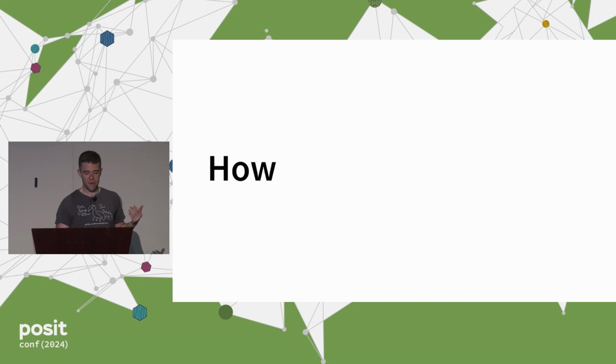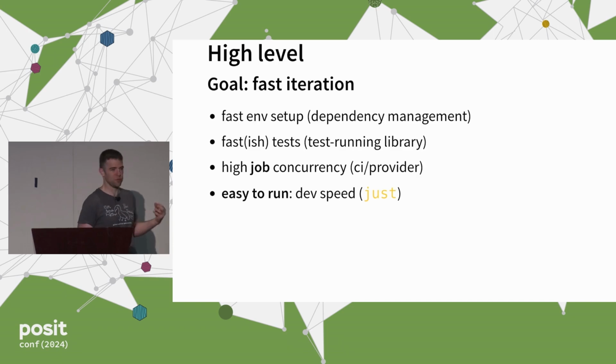Well, there's basically one high level goal, which is to iterate quickly, and that's sort of project dependent. But we found that there are a few things that really matter when trying to do this. And one is that your environment setup needs to be fast, because if you're going to run this stuff in continuous integration, like say on GitHub Actions, you don't want to spend a bunch of your time solving dependency constraints.